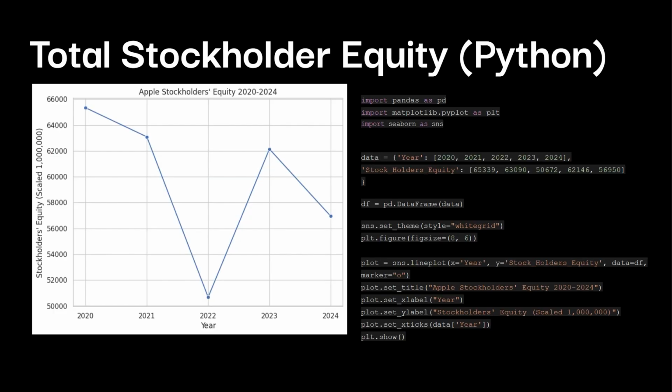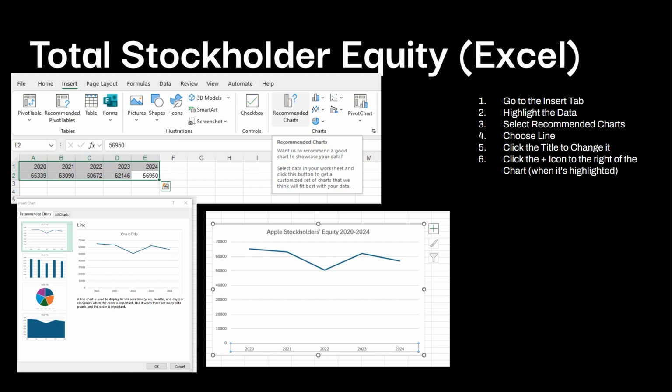Okay, so now let's jump into Excel. It's going to be spread out across two slides, but first what we're going to do is insert in your data. You can see 2020 through 2024. Also, I should mention that you can pretty easily export a lot of this data already into Excel, but just for this video's purpose, I just put our data here and then follow these steps. So go to the Insert tab, highlight the data, select the recommended charts, choose line, click the title to change it, which I just changed to Apple Stockholder Equity 2020 through 2024.